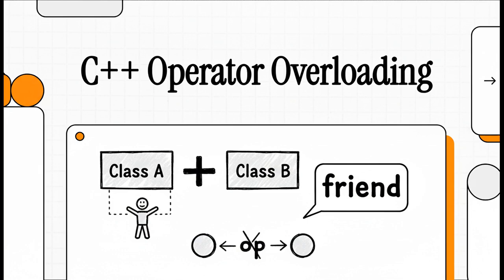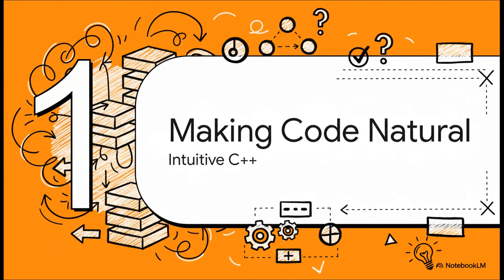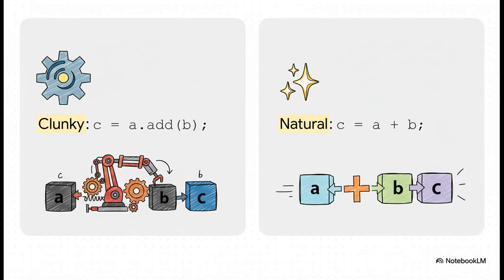tricky problem. You know, when you get right down to it, good programming is all about making the code feel natural. We want to write stuff that's easy for other people and our future selves to read and understand. The code should really reflect the problem we're solving, not just the weird rules of the machine. So take a look at this.